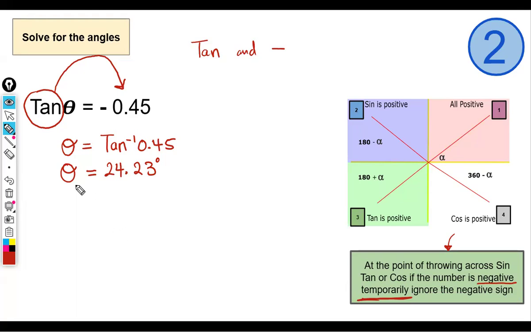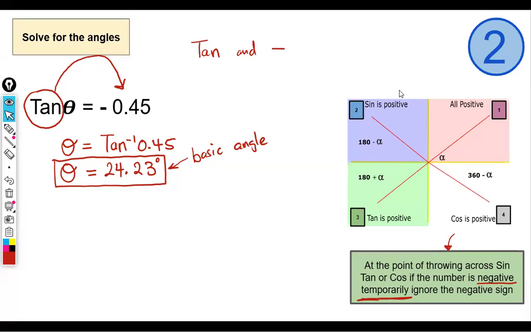Now, you see this answer, it is not the final answer, right? But it is still what? The first answer you get is always the basic angle. So once again, when it's a negative value, you ignore the negative sign, right? And then you do what? You proceed as normal. And the first answer you get is the basic angle.